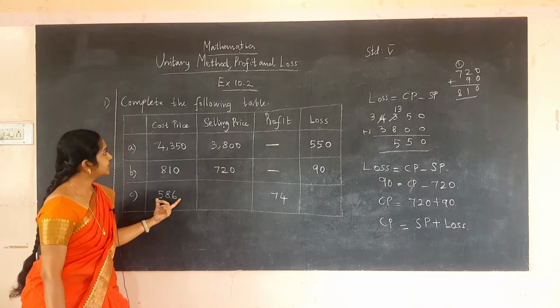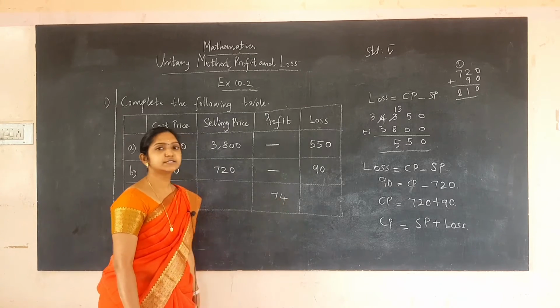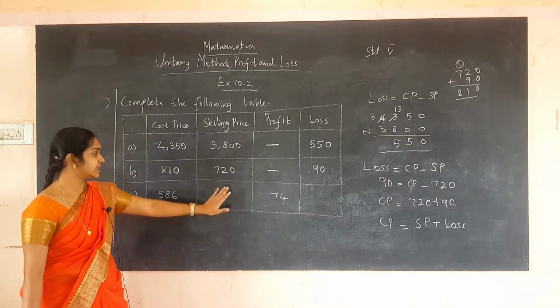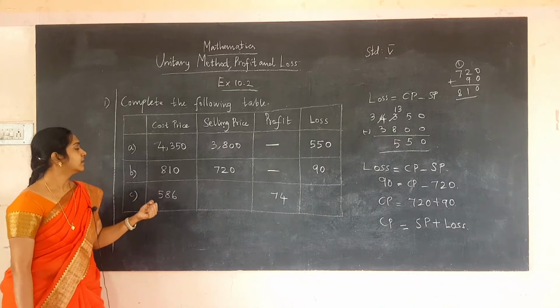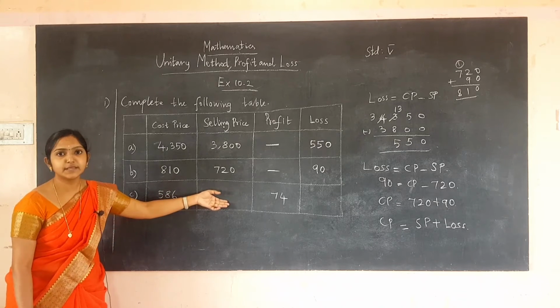Next, cost price is given, profit is given. We have to find the selling price. Profit means selling price will be greater.